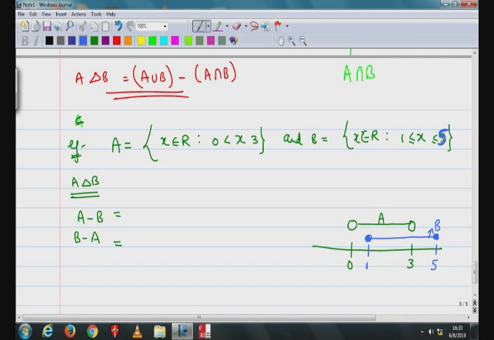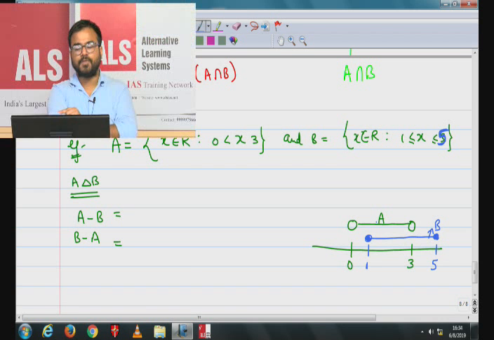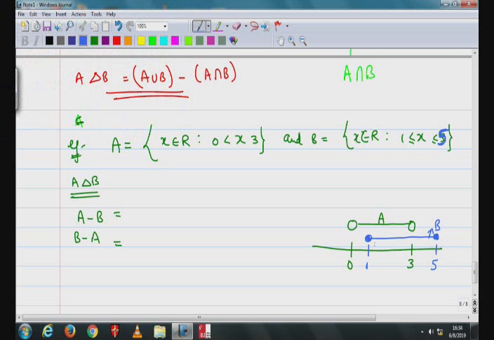So this is B. Now what do we mean by A minus B? A minus B means from all the values of A, we have to subtract the values of B. In the diagram, you can see this region is common to both of them. This is the region in A which is also a part of B. So we have to eliminate this region from A, and we will be left only with this part. So we can say this is x belongs to R such that x belongs to only 0 to 1.